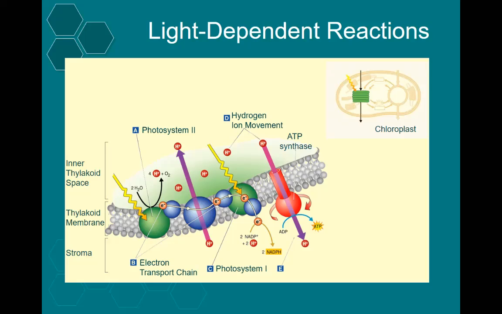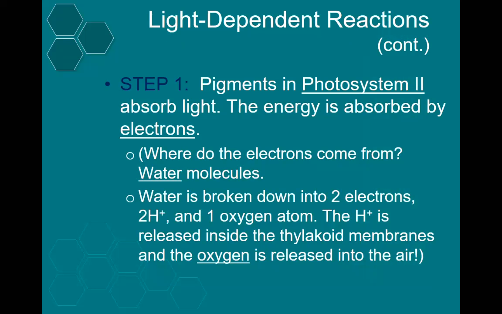So let's go ahead and look at this whole process. Ultimately, we're going to create ATP formation, and let's go step by step through it one more time. So, step one, pigments in photosystem 2 are going to absorb the light. The energy is absorbed by electrons. Those electrons come from where? That's right, the water molecules. Water is then broken down into two electrons, two hydrogen ions, and an oxygen atom.